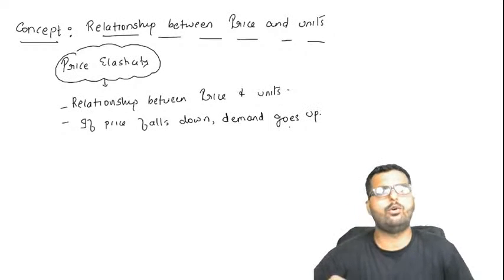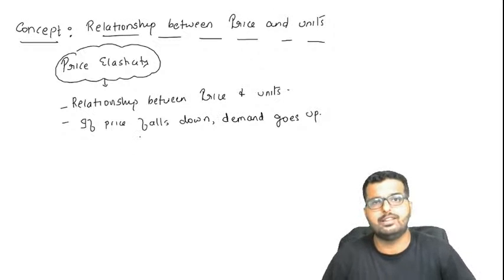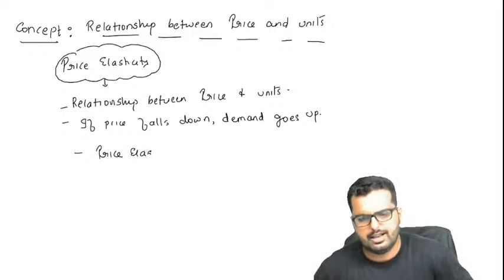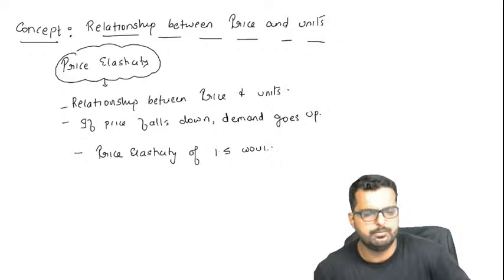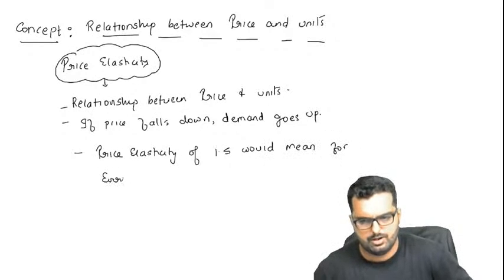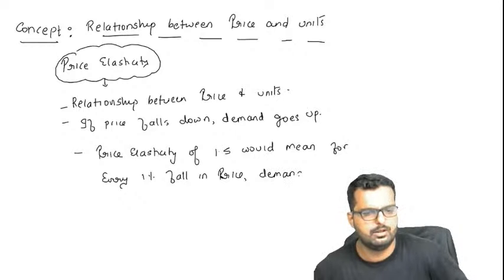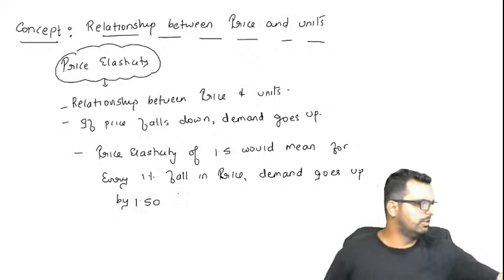So if the price is falling down by 1 and the demand is going up by 1.5, it is said to have a price elasticity of 1.5. So I'll just give that also over here. Price elasticity of 1.5 would mean for every 1% fall in the price, demand goes up by 1.5. Can you write down this in your books now, friends?